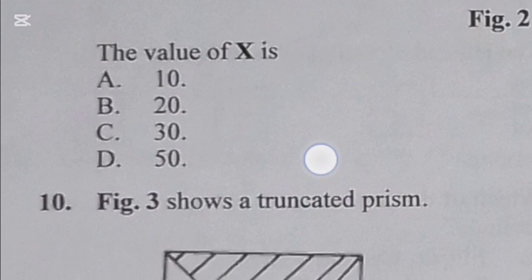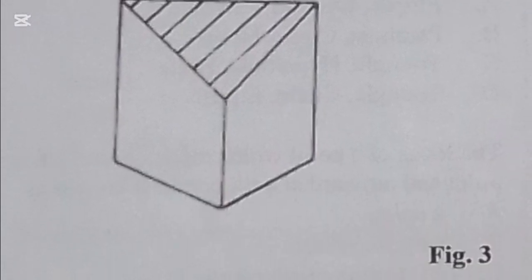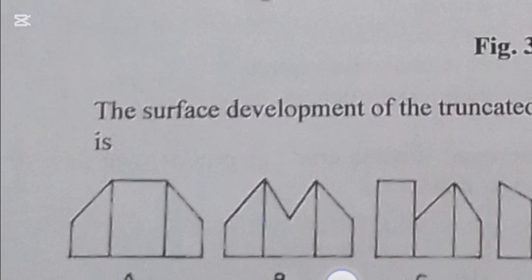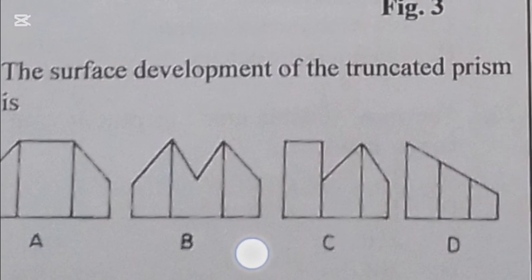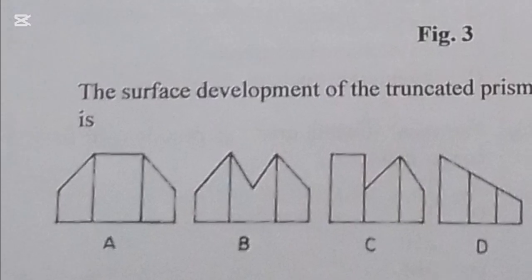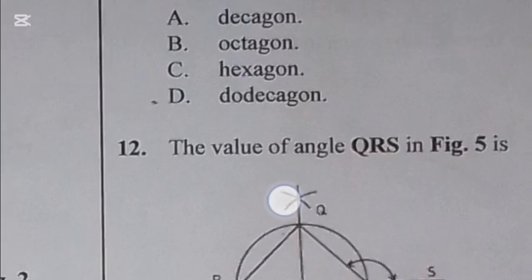Okay, now let's go to question 10. Figure 3 shows a truncated prism. This is a truncated prism. So we are told to find the surface development of the truncated prism. The correct answer here is B. B is the correct answer. So let's move to question 11 now.